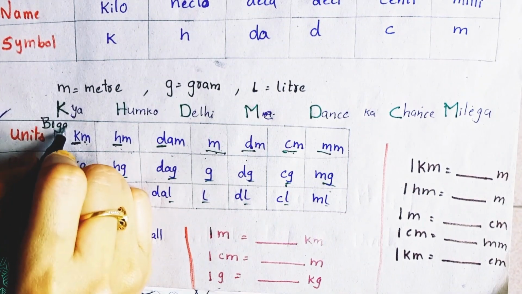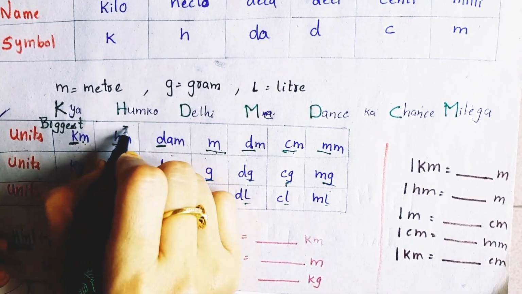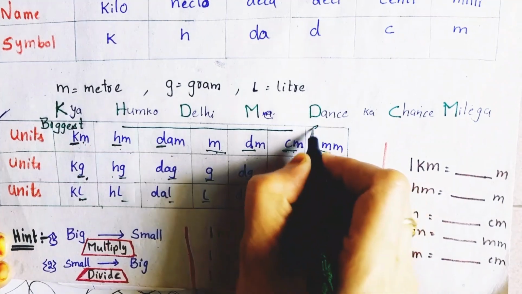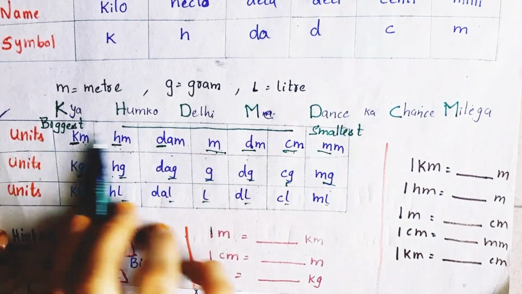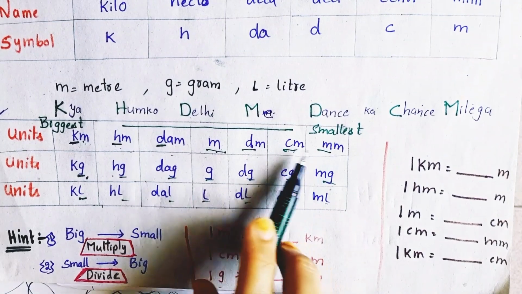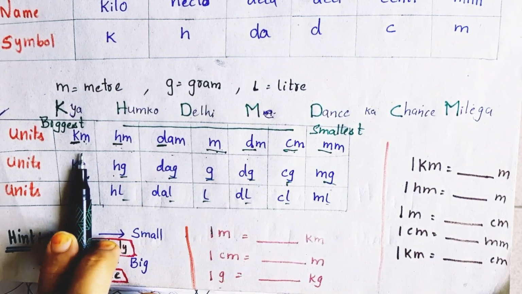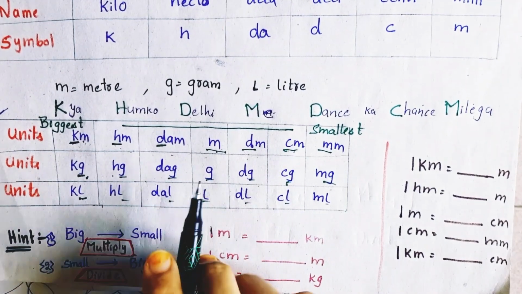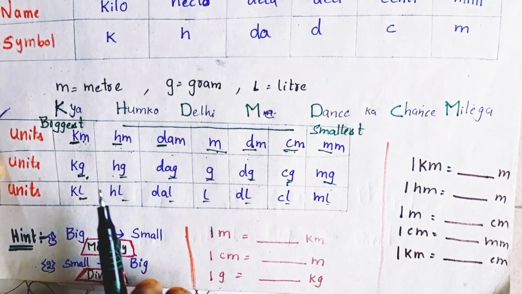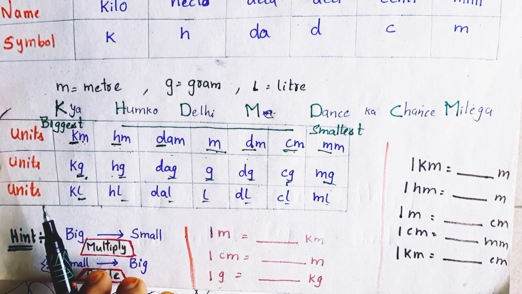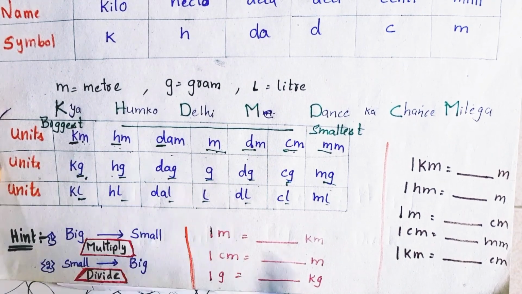Here I have written all the units from big to small, that is, biggest units to smallest units in decreasing manner. Mm is the smallest unit and km is the biggest unit. Now we'll see how to convert units from one to another, that is, conversion of units from big to small or small to big.